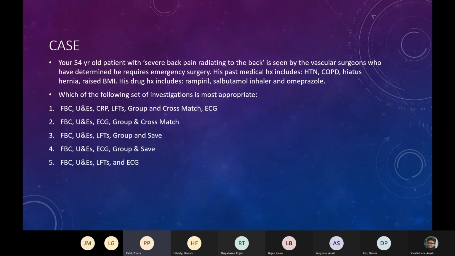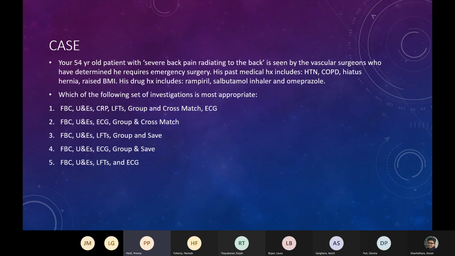Okay, so our case continues. He's a 50-year-old with severe abdominal pain radiating to the back, and he's seen by the vascular surgeons. So just to get everyone on the same page, what is this person's diagnosis? Severe abdominal pain radiating to the back and hypotensive. You might not know, but just have a think about the anatomy. Perfect. So he's got a ruptured abdominal aortic aneurysm.